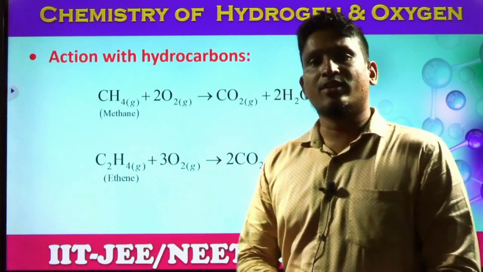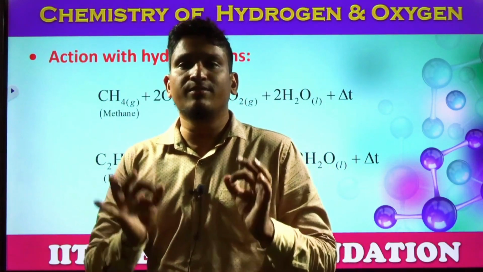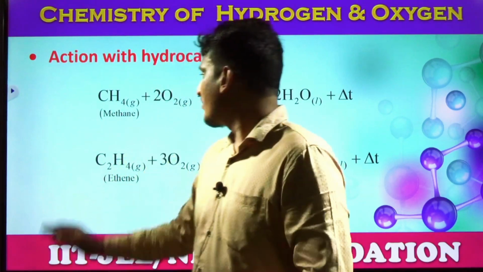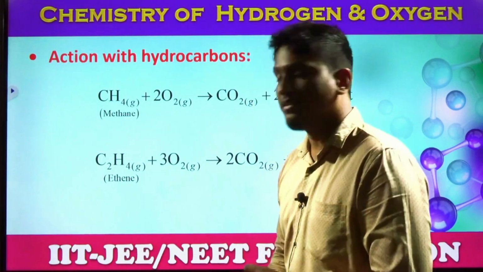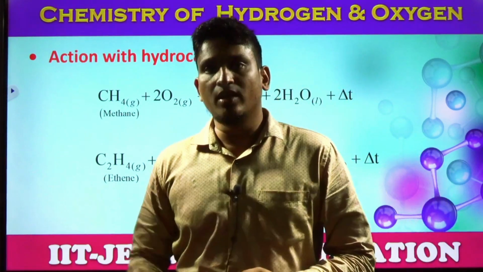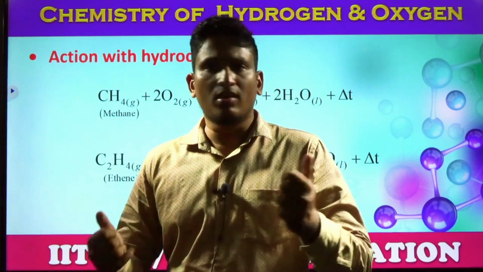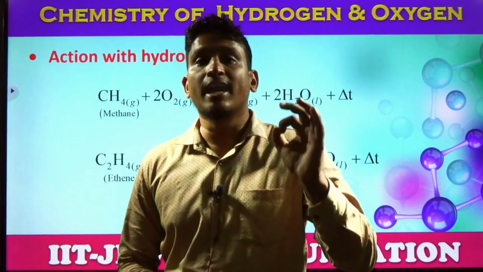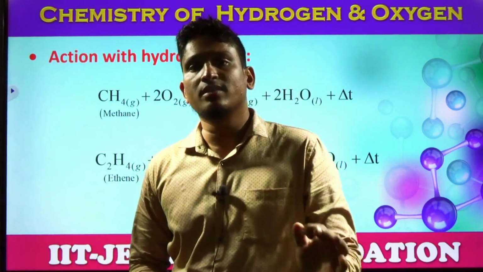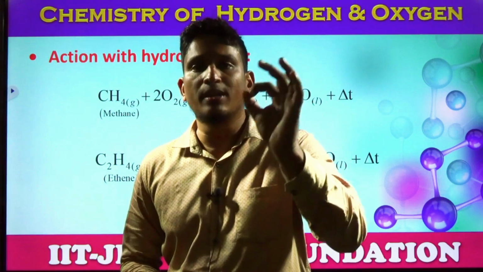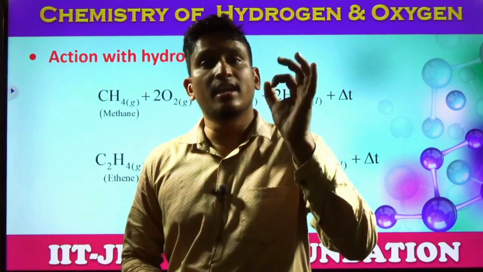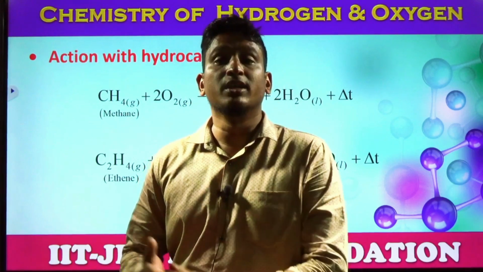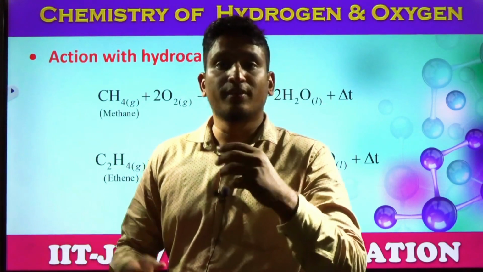Next, reaction with hydrocarbons. These are very, very important reactions. Why? Because look at the reactants here: methane, ethane, ethene, propane, butane, octane, hexane. What are all these compounds? They are called hydrocarbons, students. They are also called fossil fuels, petroleum products. Where do we use all these chemicals in our daily life? As an energy source, as a fuel. We are burning all these chemicals as fuel for the energy source, students.